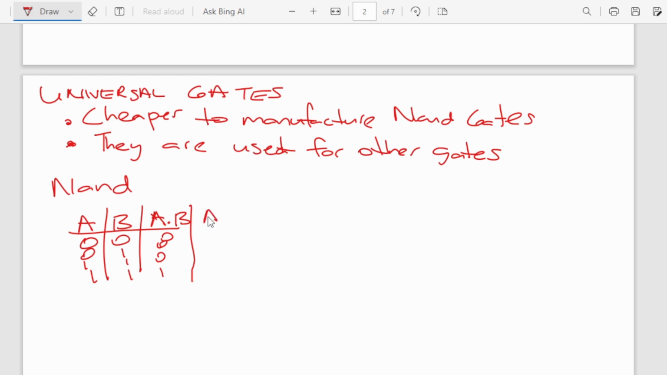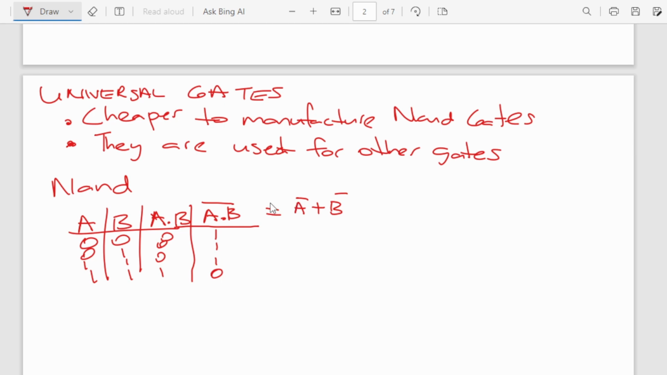Let's do the NAND. The NAND is the same as the AND with an inverter on the back, so that's why the bar goes across both here. And so it's going to be 1, 1, 1, 0. So this is the truth table for the NAND gate. This is the Boolean expression for the NAND as well. And we have said that according to DeMorgan's theorem, this is the same as A bar plus B bar, which is the OR gate with inverted inputs.